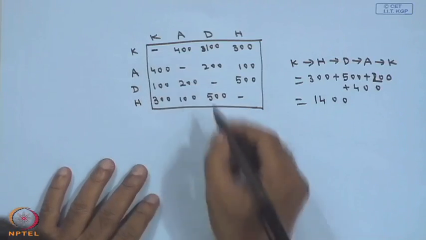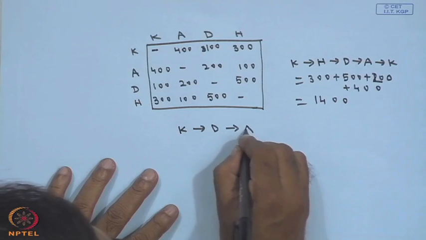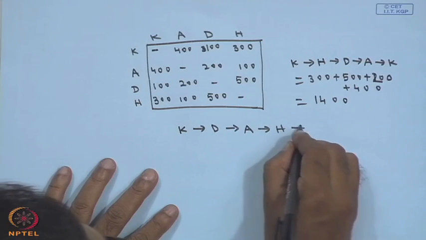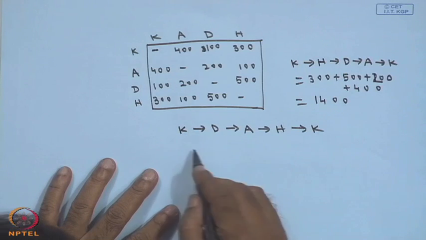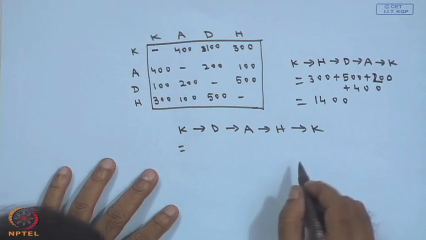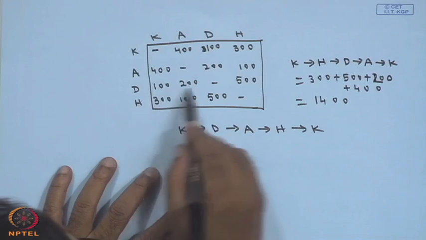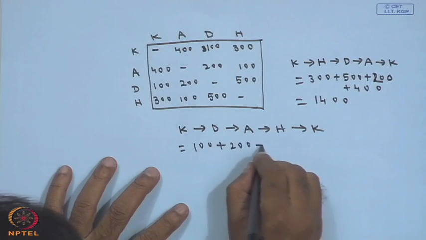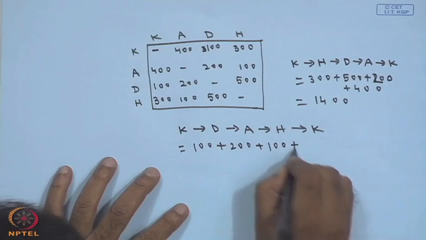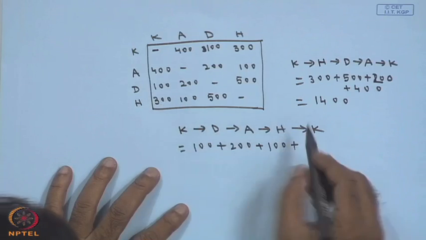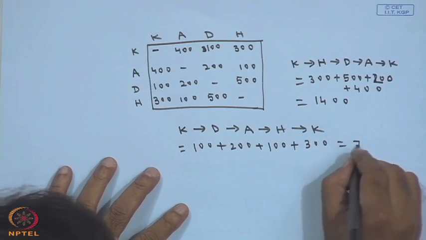But if I make the path like this, K to D, D to A, A to H, H to K, then K to D is 100, D to A is 200, then A to H is 100 and H to K is 300. So, the total cost becomes 700 only.